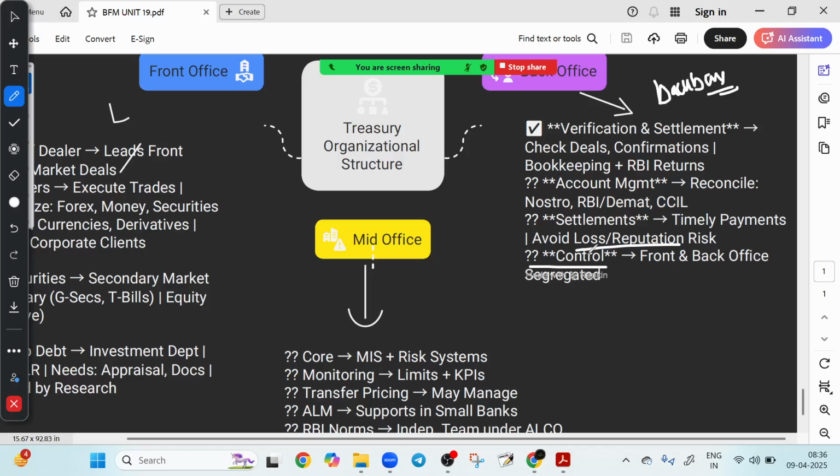So basically it also ensures that front and back office roles remain segregated, avoiding conflict and ensuring strong internal control. So a great treasury is not just about market brilliance. It's about structure, segregation, seamless coordination. From market maker to risk manager to settlement expert, everyone plays a vital role in keeping the engine running. And that is all you need to remember for this entire topic, nothing extra.